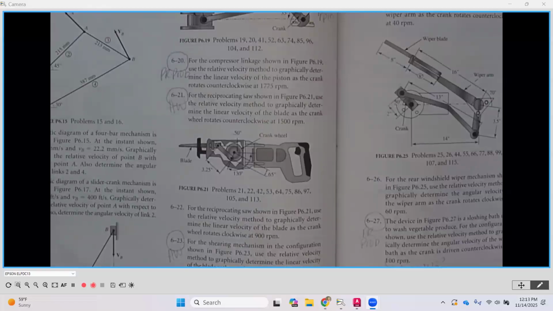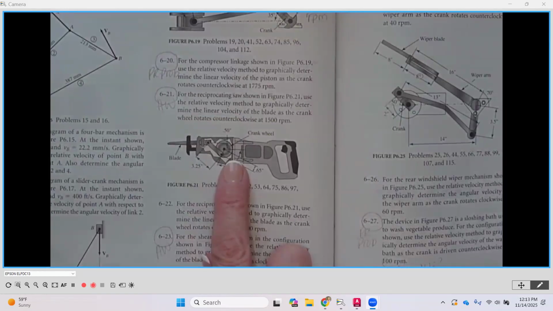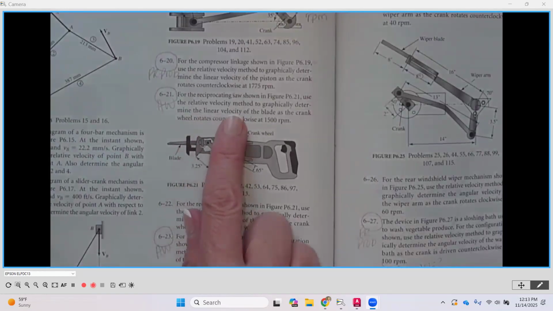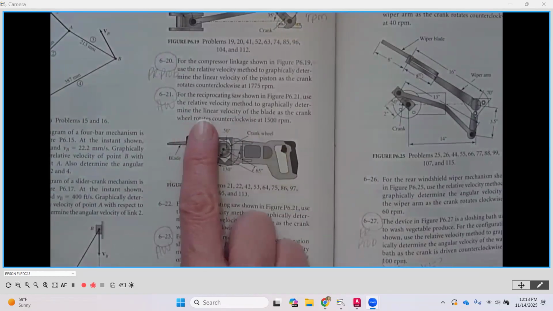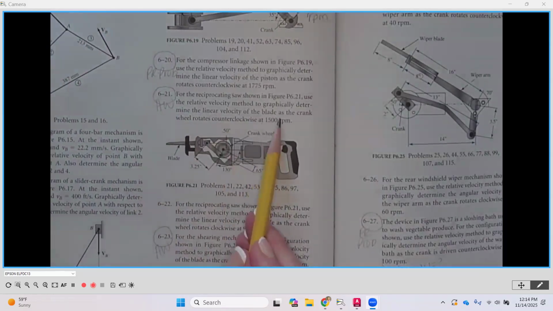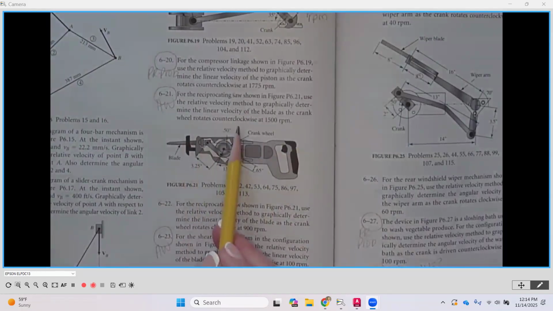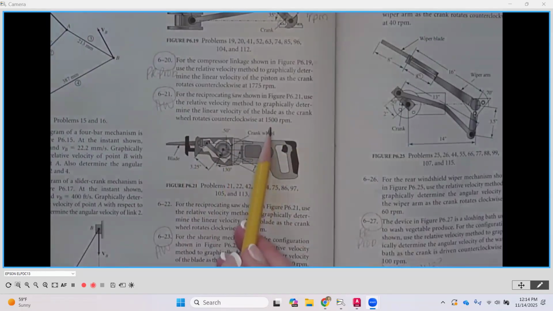Okay, so we're going to take a peek at problem number 621. And 621 says, for the reciprocating saw down below here, use the relative velocity method to graphically determine the linear velocity of the blade as the crank wheel rotates counterclockwise at 1500 RPMs.